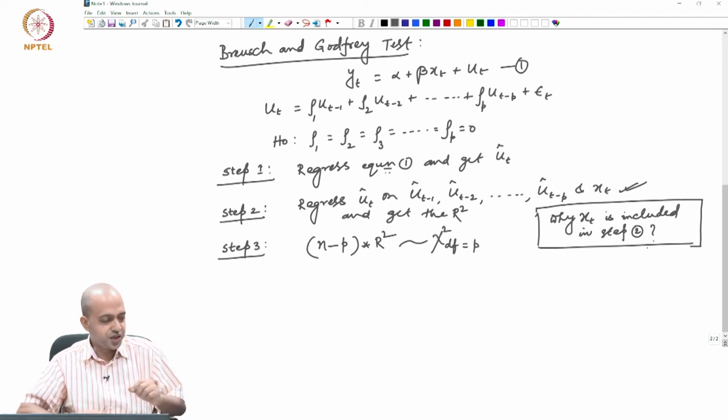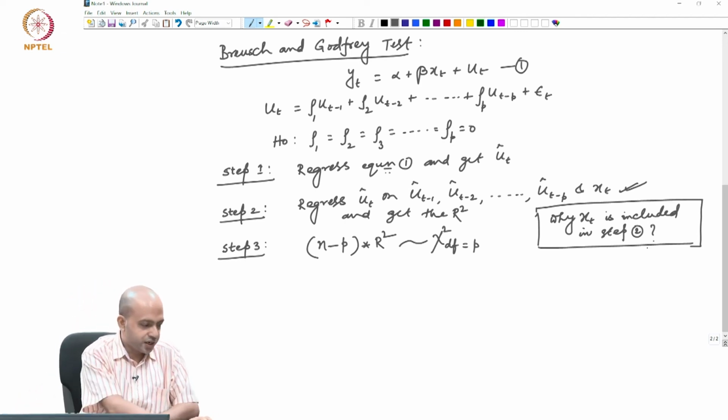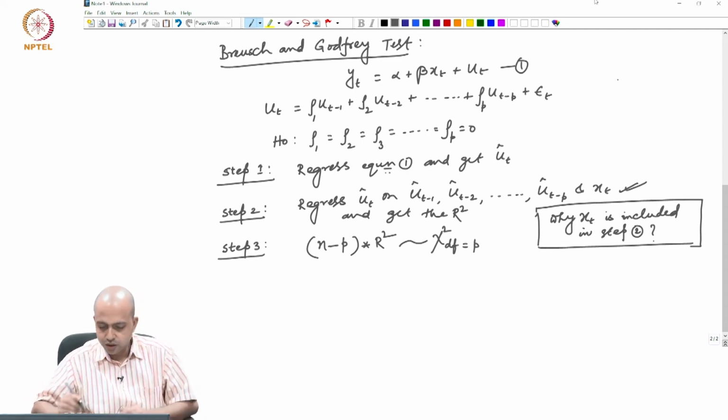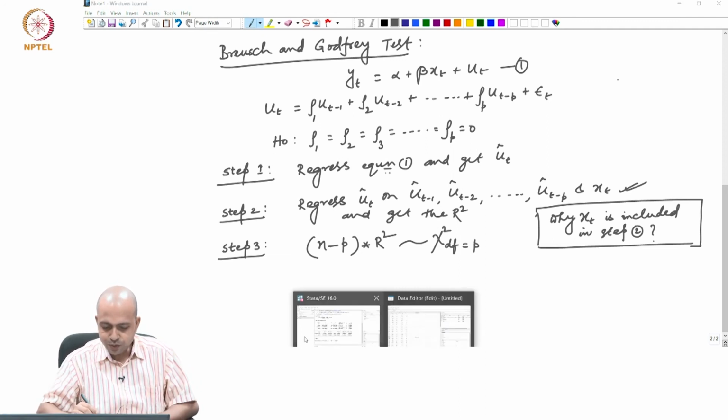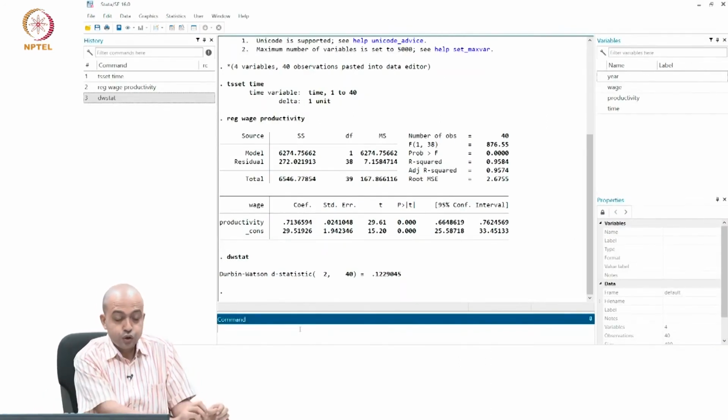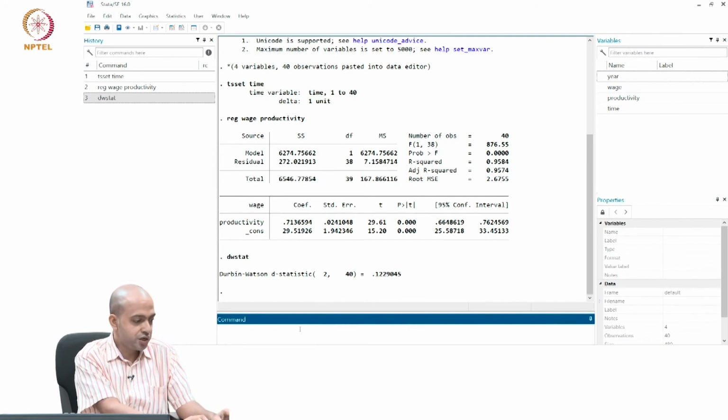Now, for this data, we will see whether, after specifying a sufficiently large number of lags, there is autocorrelation or not. So, we will implement the Breusch-Godfrey test using the same data set.